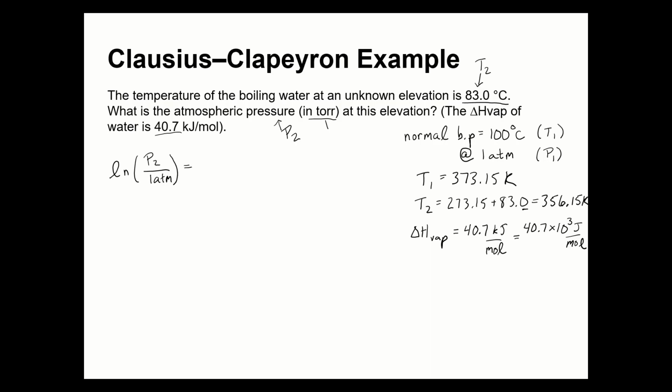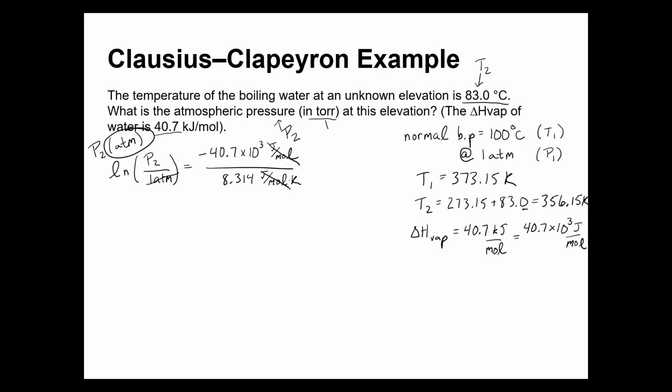So we can almost go ahead and ignore that as long as we know that P2 is going to be in atmospheres when we're done with this. So if we can keep that in mind, we can ignore that 1 and see that we just have the natural log of P2. Now that's going to be equal to your negative enthalpy of vaporization value. Remember, it's times 10 to the third, and that's going to be in joules per mole divided by your R value, 8.314 joules per mole Kelvin.